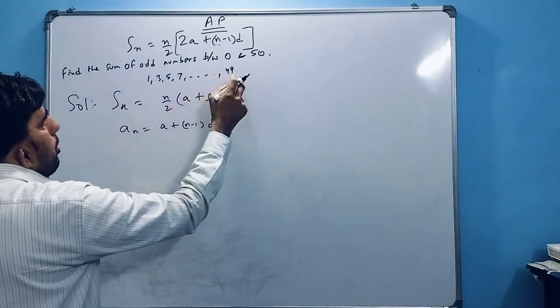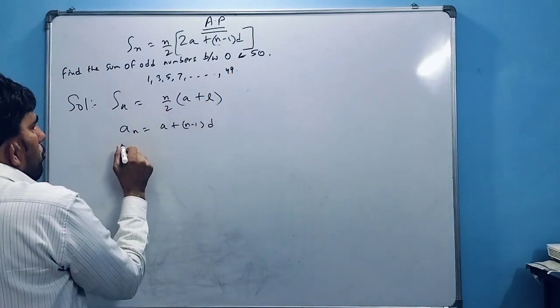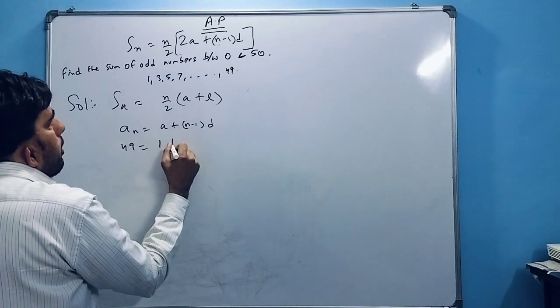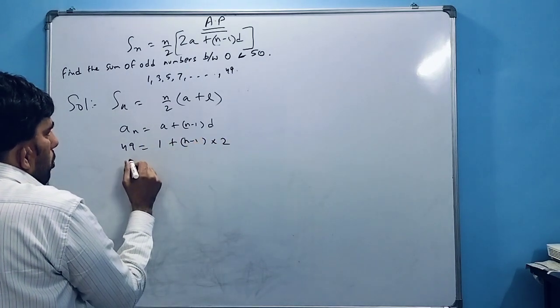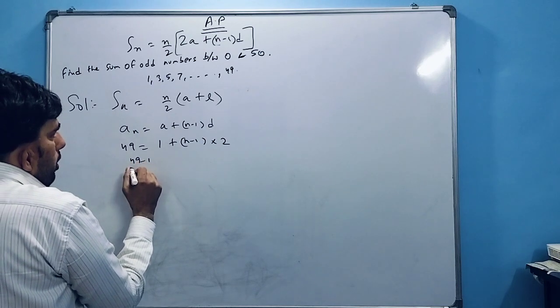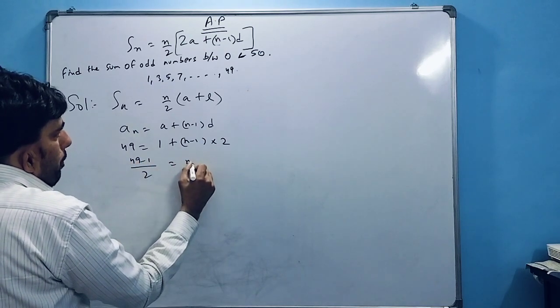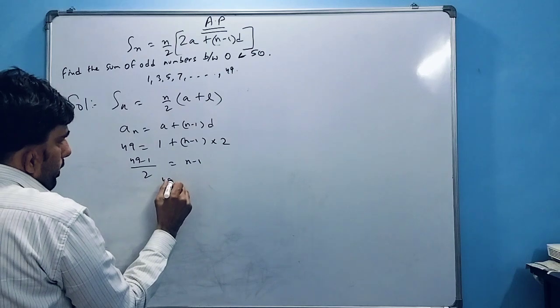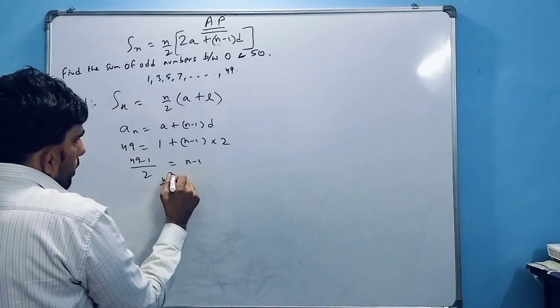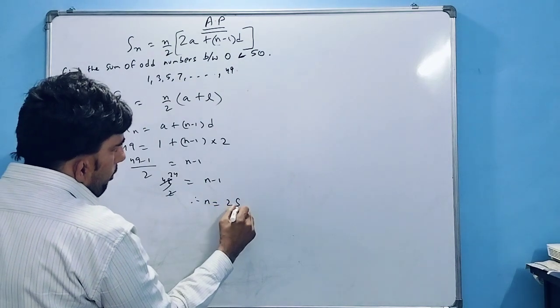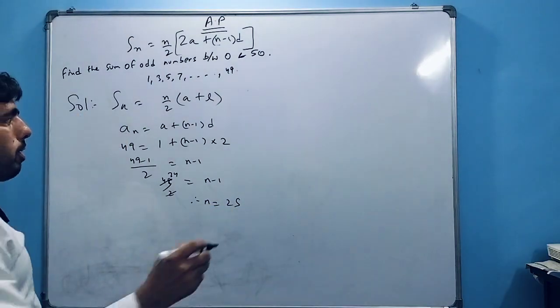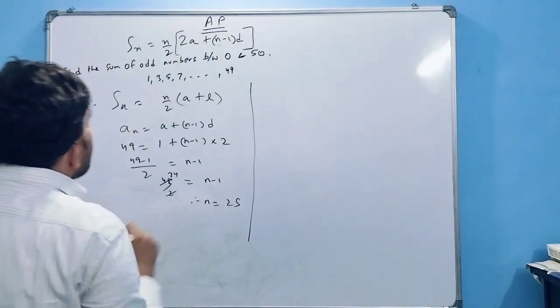So the last term we are taking here is 49. A we have 1, plus (n minus 1) into d, we have 2. So 49 minus 1 upon 2 is equal to n minus 1. So we have 48 upon 2, 24 is equal to n minus 1. So therefore I got the value n is 25. Okay. So I find the value, that is n is 25.